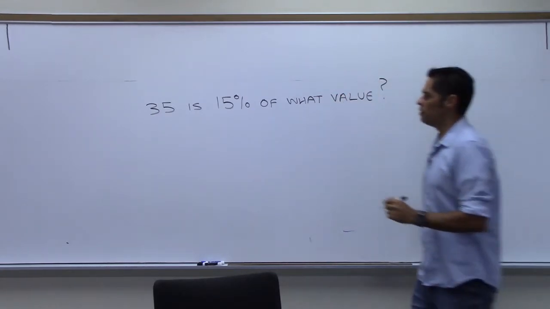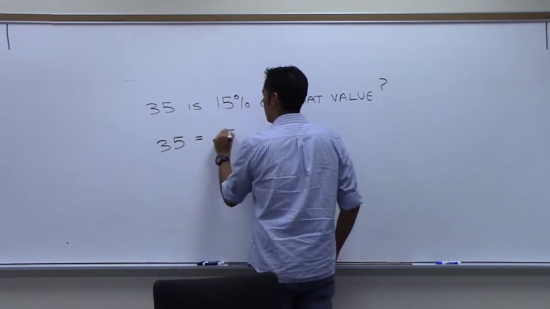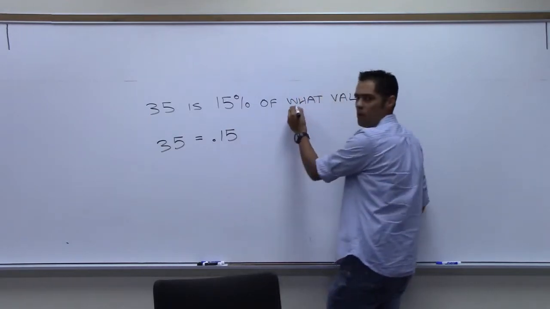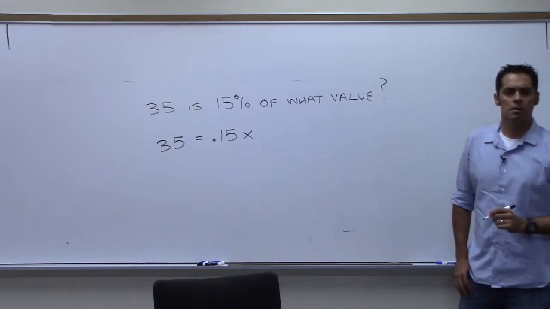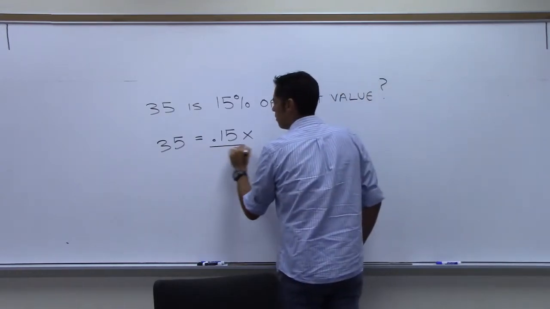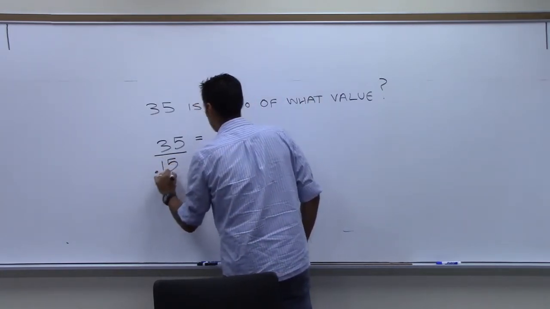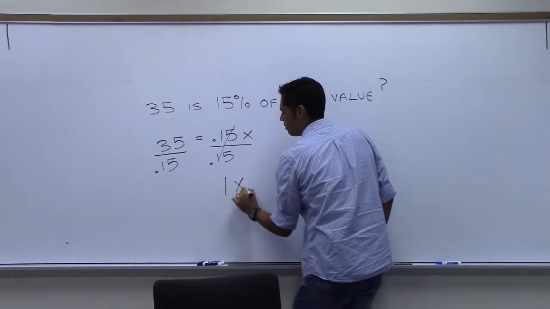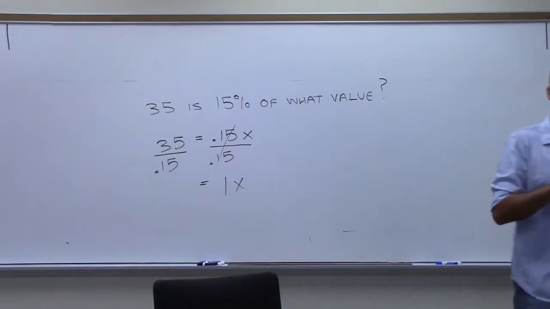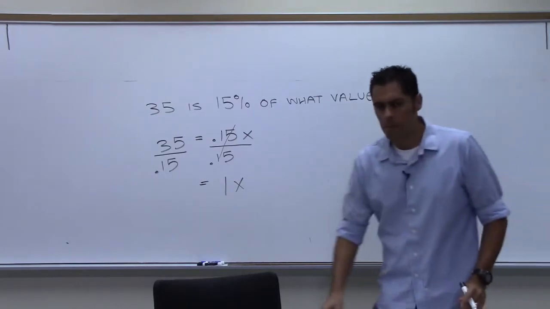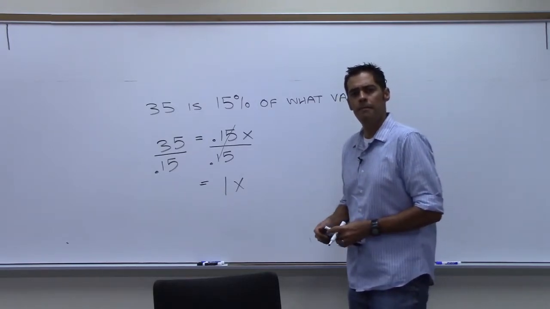Yes, sir. So you turn it into 35 equals 0.15 (of means times) what number, x? Like this. And then divide by 0.15. So you divide 0.15 here, you divide 0.15 here. This turns into a 1x. And then on your calculator, 35 divided by 0.15, and that gave me like 233.3 that way.